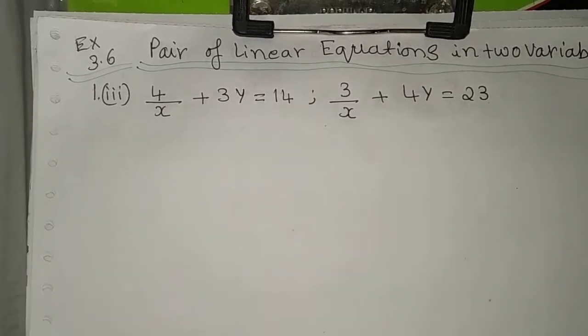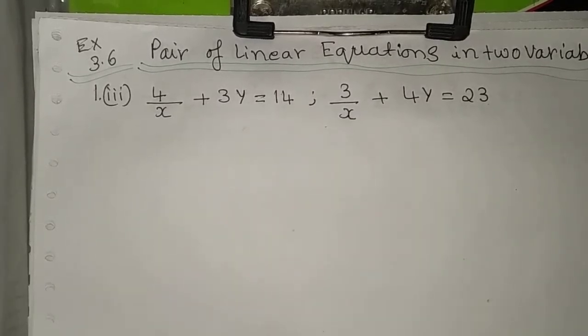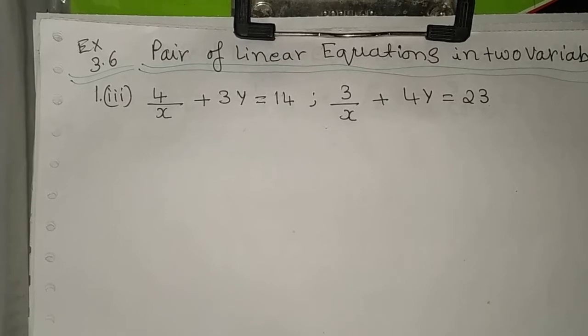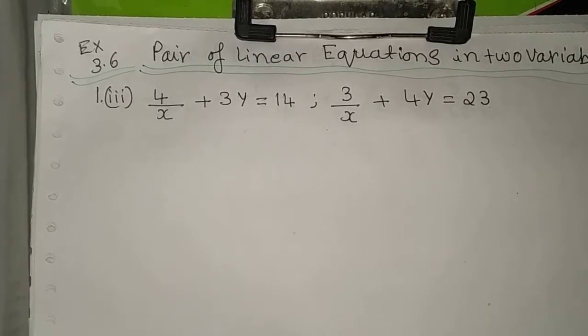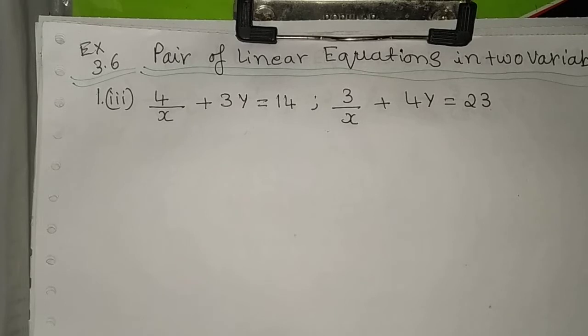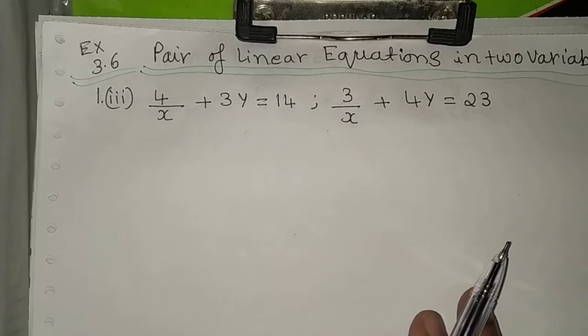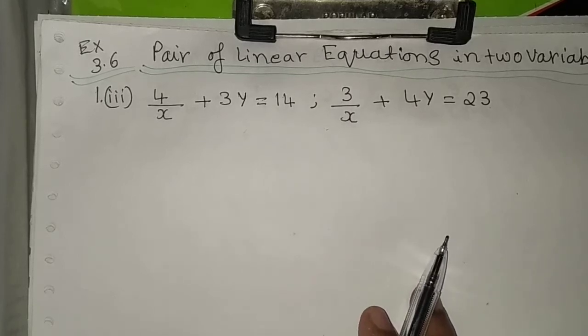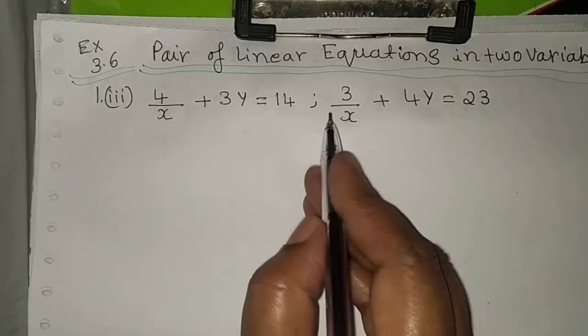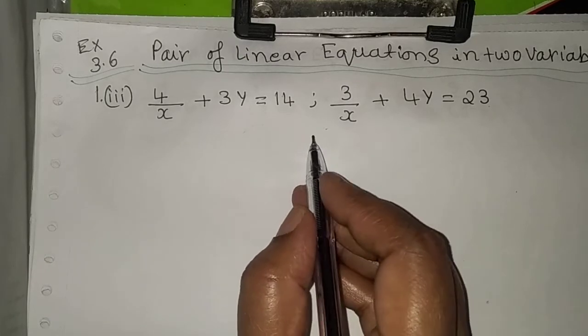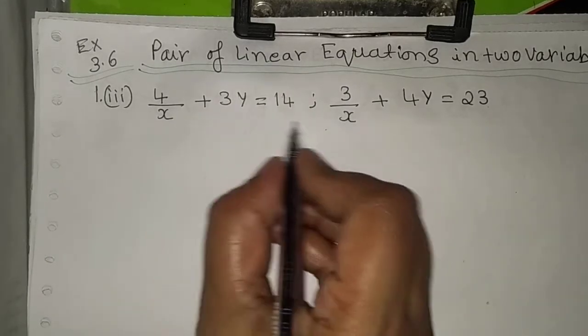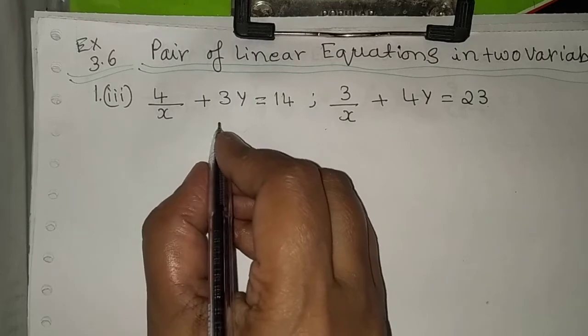The question given was: solve the following pair of equations by reducing them to a pair of linear equations. So we have to solve the given pair of equations and reduce them to a pair of linear equations. We'll start the solution for this third problem. Here these are the two equations given.